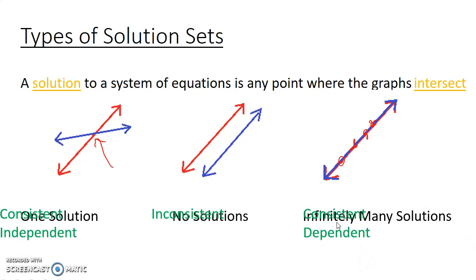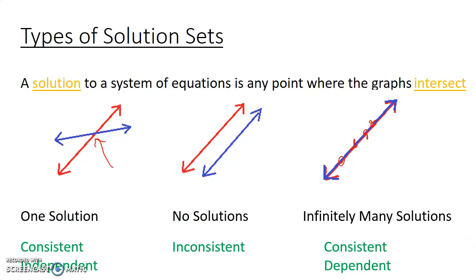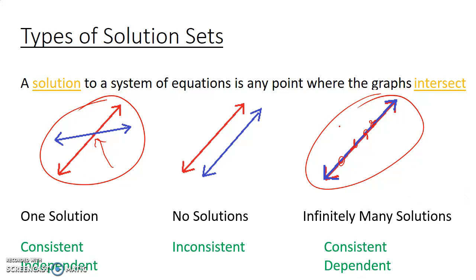And there's some vocabulary that we'll sometimes see. Consistent means that it has an answer. So you notice that this one is consistent, has an answer. This one is consistent because it has many answers.